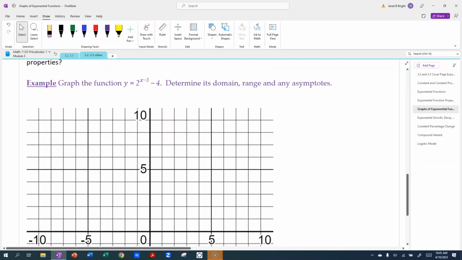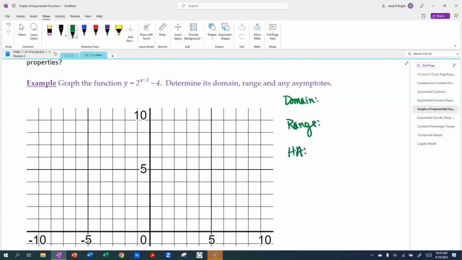And then it says determine the domain, range, asymptotes, and we'll only have a horizontal asymptote actually. Okay, so here's what I claim. I claim that the horizontal asymptote is -4. And the range is going to then be -4 to infinity. And the domain is going to be all real numbers.